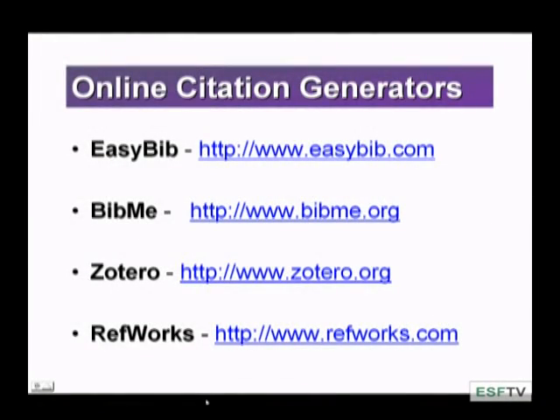But there's one more option that you can use that I think is fabulous, and that's called online citation generators. There's a number of online citation generator services right now. These are just a few examples: EasyBib, BibMe, Zotero, and RefWorks. Some of these online citation generators are free, and some of them you do need to pay for. I'd like to talk about how these online citation generators work. So let's go in and actually look at one of these online citation generators.